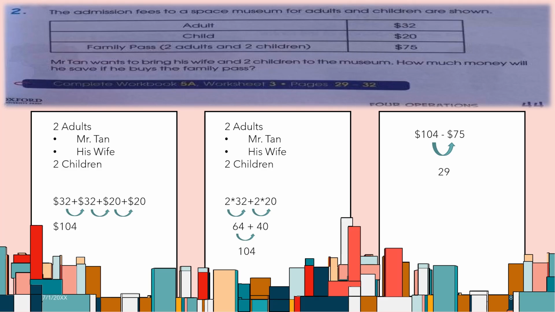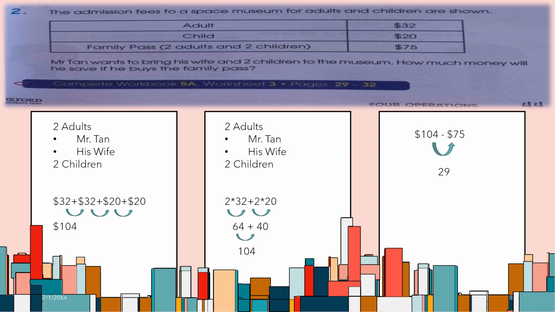This is the last question of the video, and this is a word problem which says the admission fee to a space museum for adults and children is $32 for an adult and $20 for a child, and a family pass is $75, which includes 2 children and 2 adults. Mr. Tan wants to bring his wife and 2 children to the museum. How much money will he save if he buys the family pass?